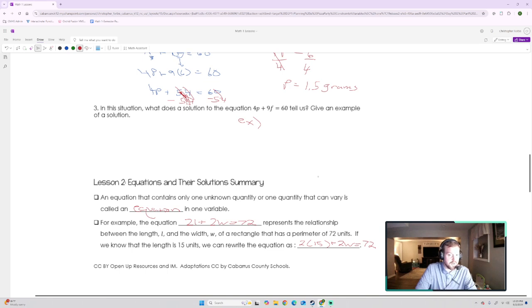Just trial and error, we know that if I said P equals 6 grams, and I say that F equals 4 grams, that's a potential answer, because 4 times 6 plus 9 times 4 does equal 60. So we're good there.